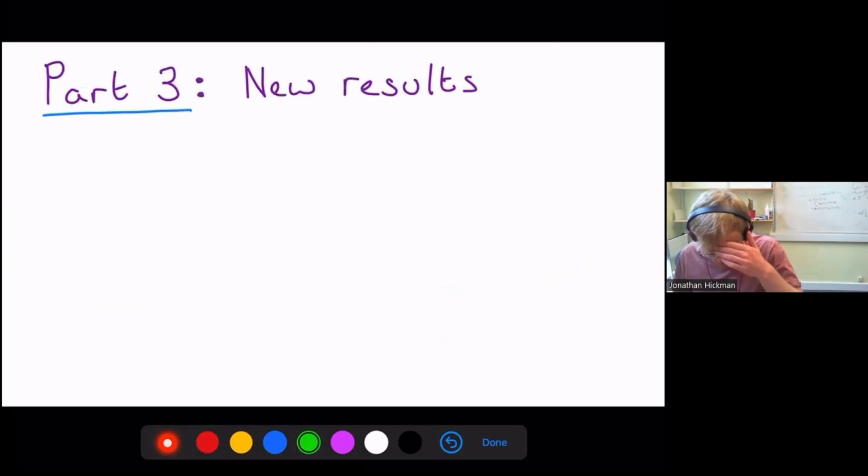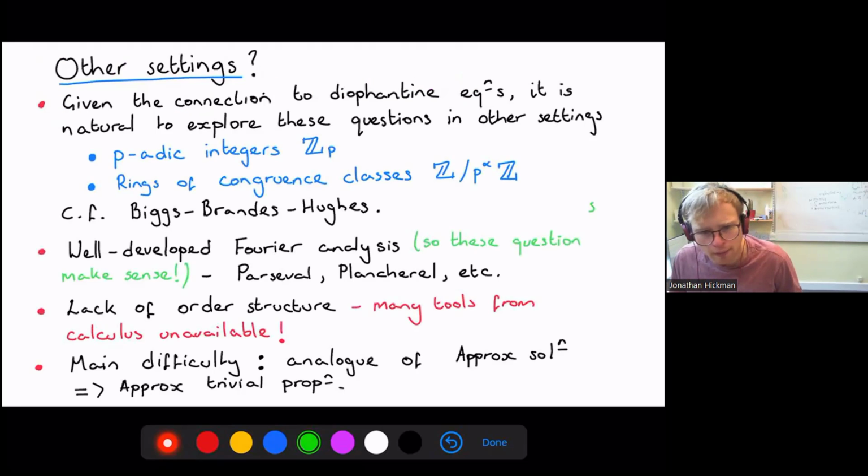Okay, so so far I've just described the observations in this paper of Gressman and co-authors. So I think it's high time to explain some new results. Our perspective on this problem is the following. Given these natural connections between square functions, decoupling and problems in Diophantine equations, it's perhaps natural to explore these harmonic analysis problems in other settings which are of interest in number theory. The settings we have in mind are the p-adic integers and rings of congruence classes Z mod p to the alpha.